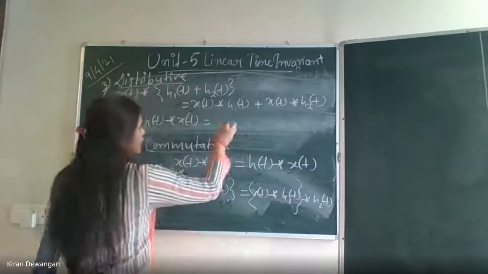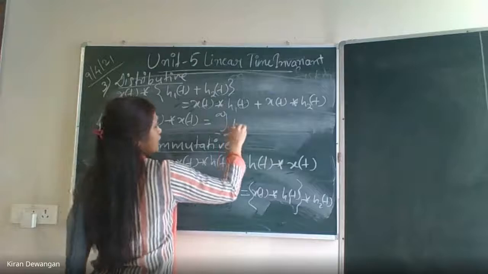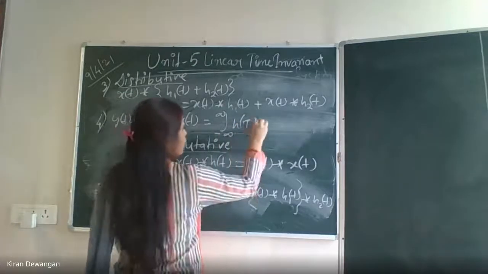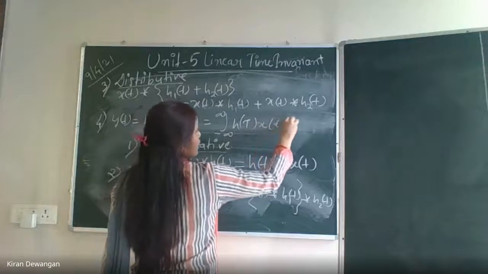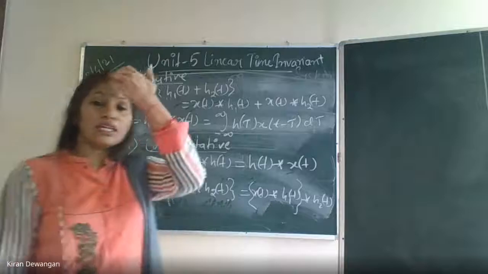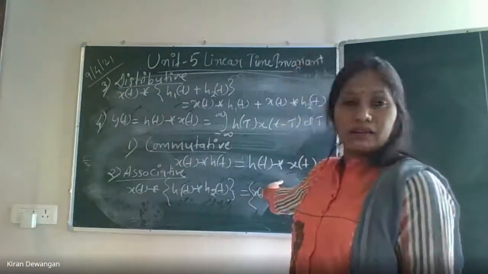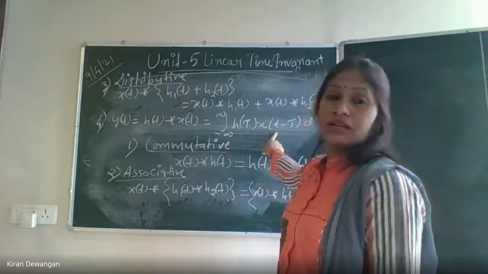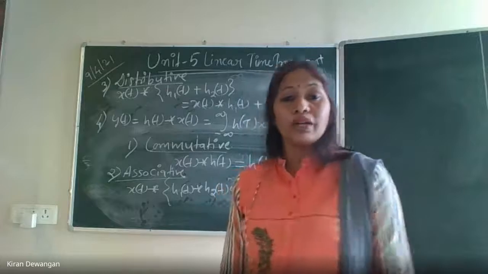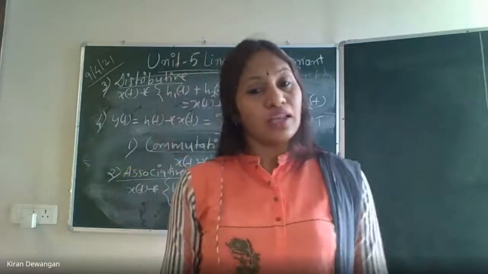So what will this become? This will be integration from minus infinity to infinity of h(tau) x(t minus tau) d tau. Okay? So this is the convolution integral operation according to the commutative property. The commutative property can be written in this form also. Okay? So these are the properties of the convolution integral which we should know for solving the questions.